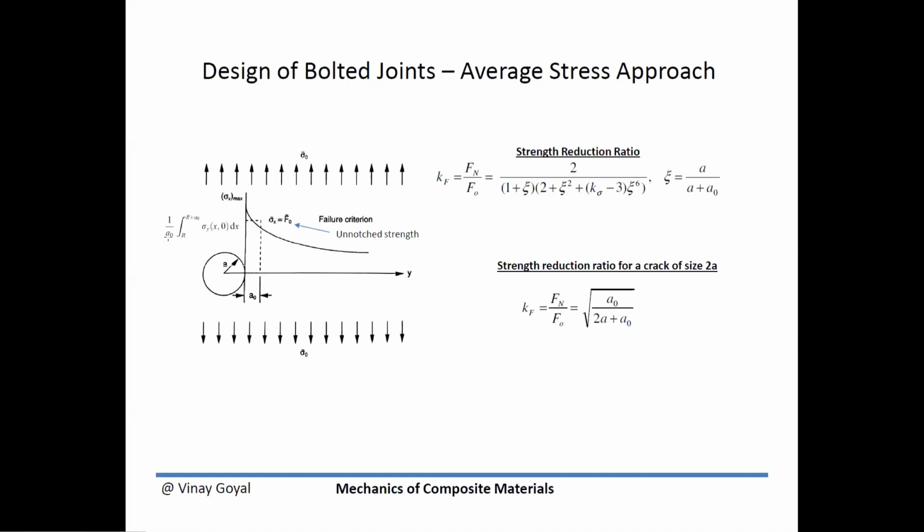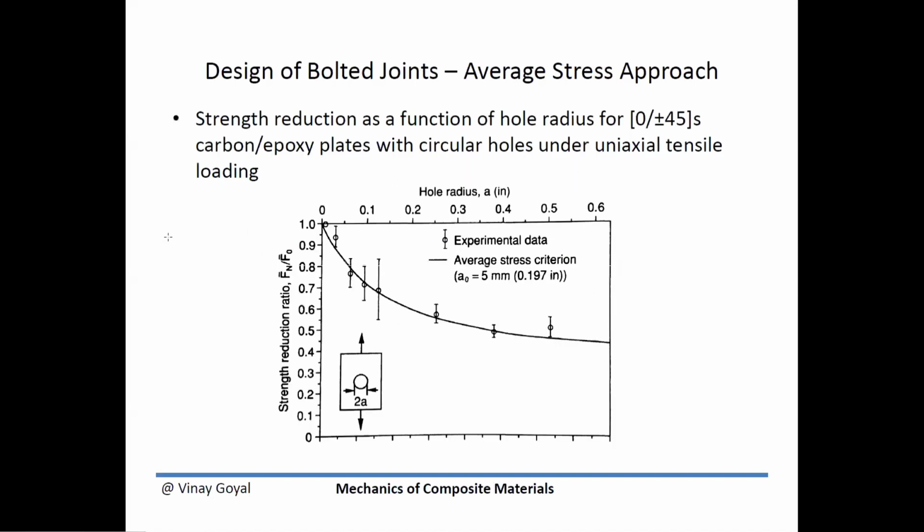Now when I model the hole, I can predict failure for different kinds of situations. Here is an example of how the analysis works using this approach. The average stress criterion distance from one test was found to be 5 millimeters. Using this approach of the average stress criterion, I was matching testing very well across a whole range of radii.